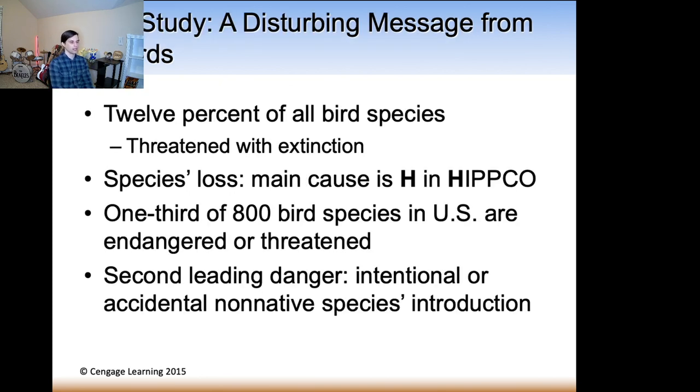Birds are another great signal right now for us as humans that things are not looking particularly pleasant for us in the future. About a third of the 800 or so identified species of birds in the United States, I love birds, are threatened. And this is mainly due to habitat loss.